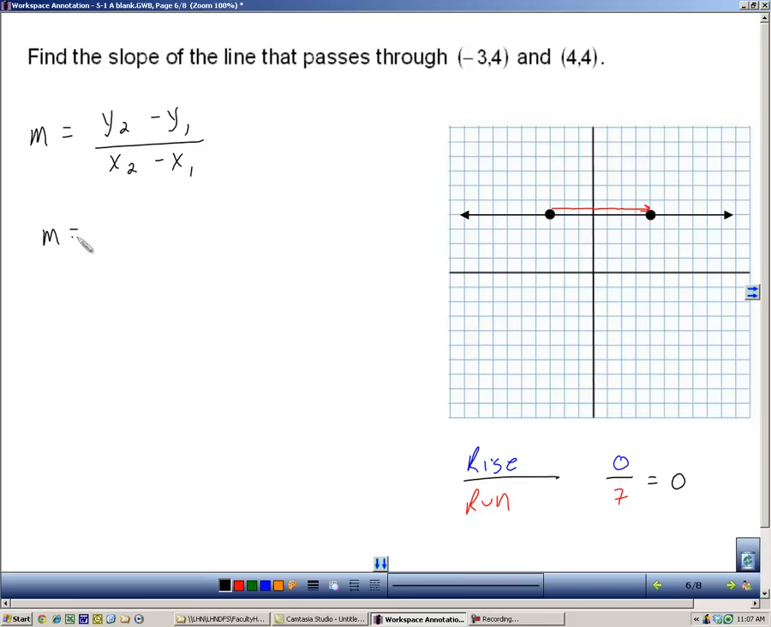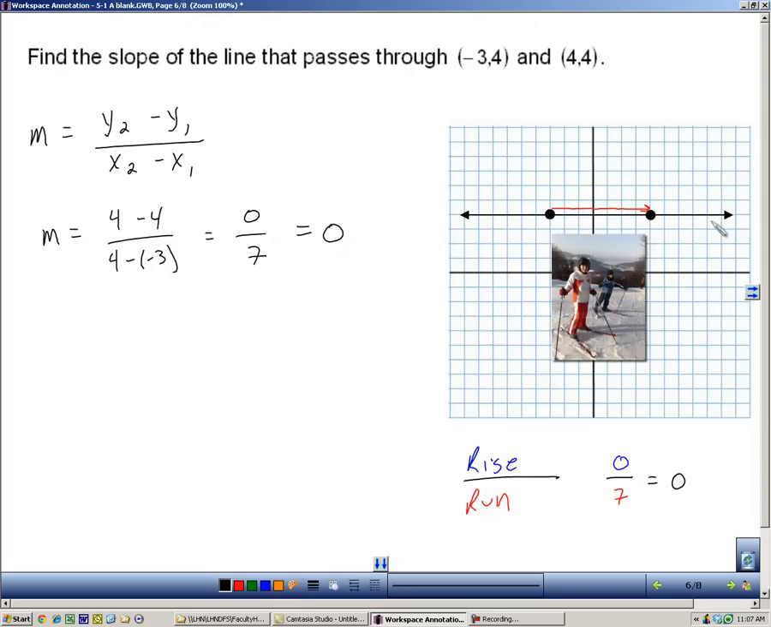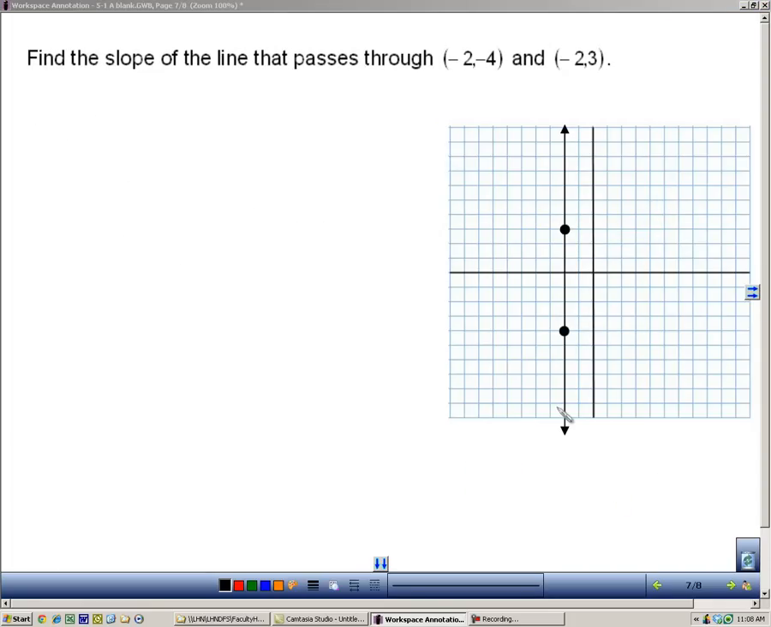So it doesn't matter which y value I choose. They're both 4, so it'll be 4 minus 4. And then the x value, I'll do 4 minus negative 3, which is 4 plus 3. So we end up with 0 over 7, which again is a slope of 0. Now we had talked about this previously, that any horizontal line, any line that's completely horizontal, has a slope of 0. And we've just verified that by looking at a point on that line, and we still get the 0 slope.